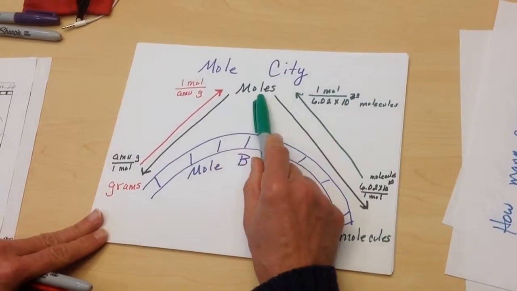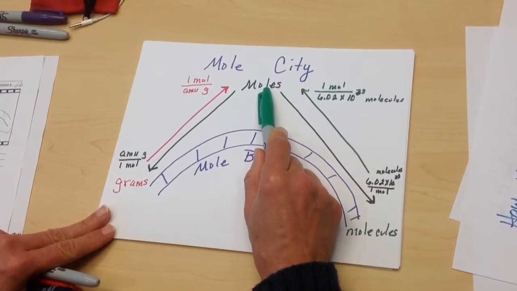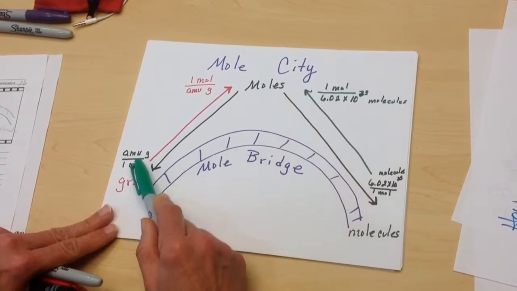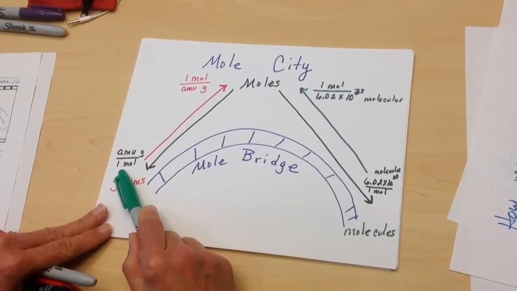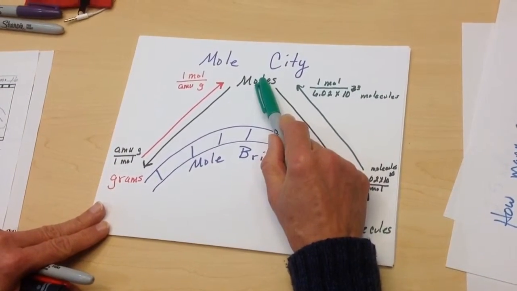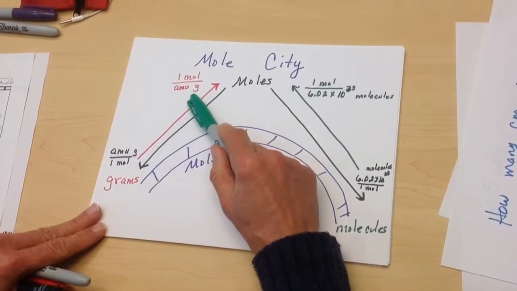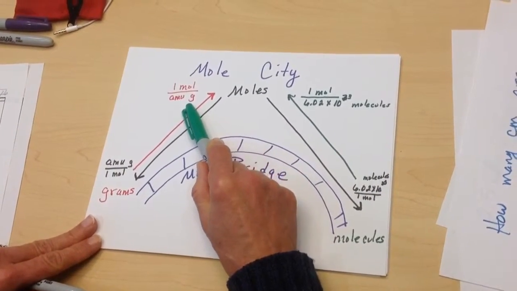So if I'm going from moles to grams, moles would be in the top. Remember, in dimensional analysis, if moles is in the top, it needs to go to the bottom. So I'm going to use the conversion factor of atomic mass unit in grams to 1 mole. If I'm going from grams to moles, grams would be in the top, so grams now needs to go in the bottom. So I have 1 mole is to atomic mass unit in grams.